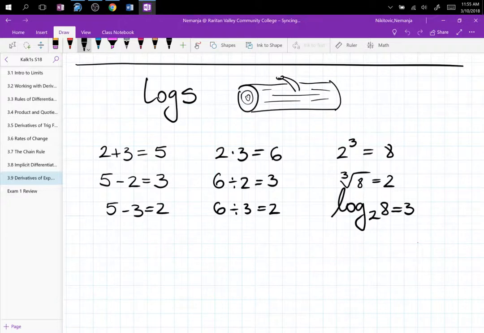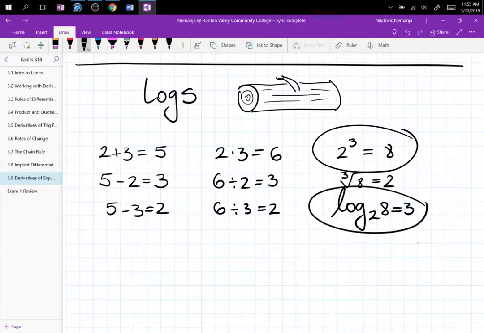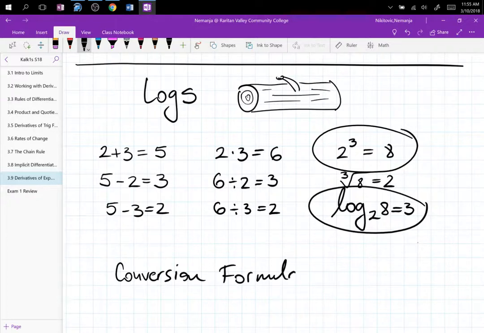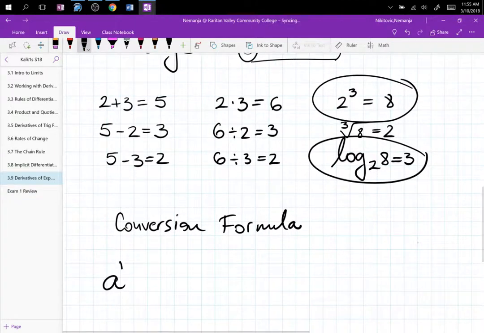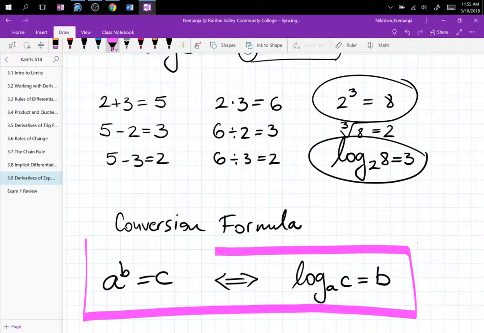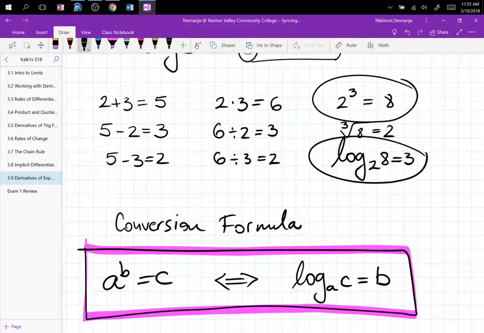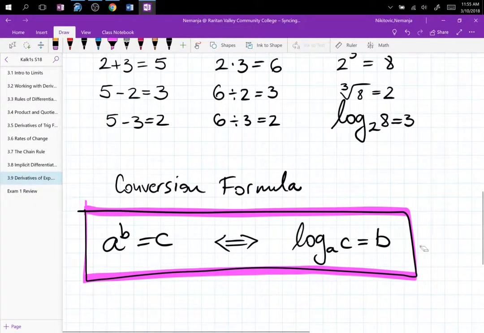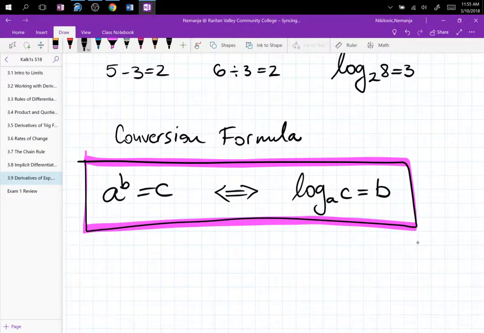So now, with this, looking at that one and that one, we are able to write the most important formula for logs and exponential functions, which is actually the inverse relationship between them. And that is the conversion formula. It says a to the b equals c converts back and forth to log base a of c is b. This formula is the most important formula of logs. So now I can understand logs.